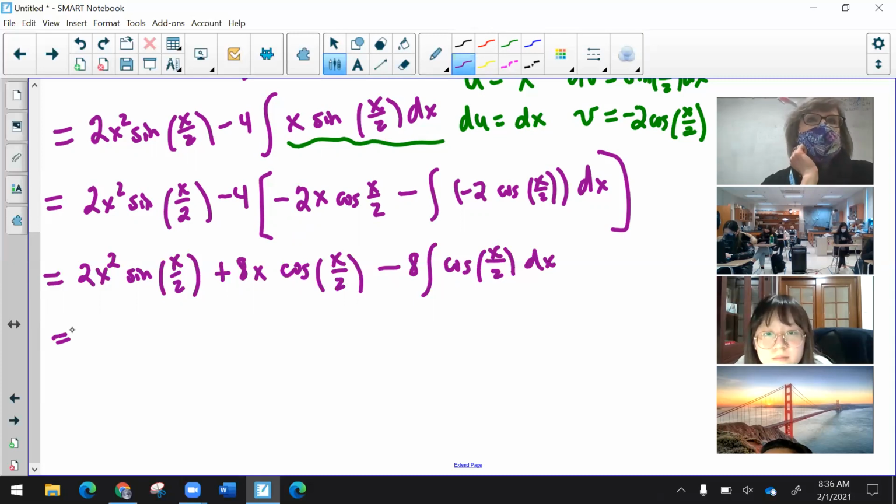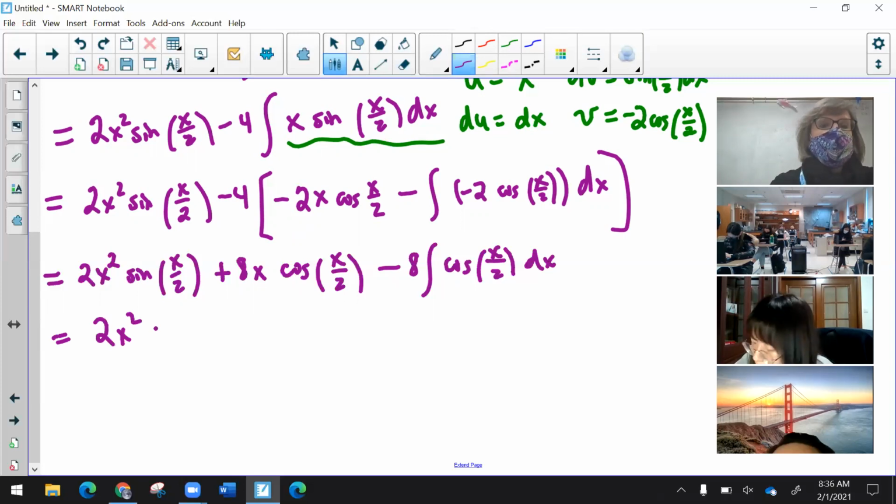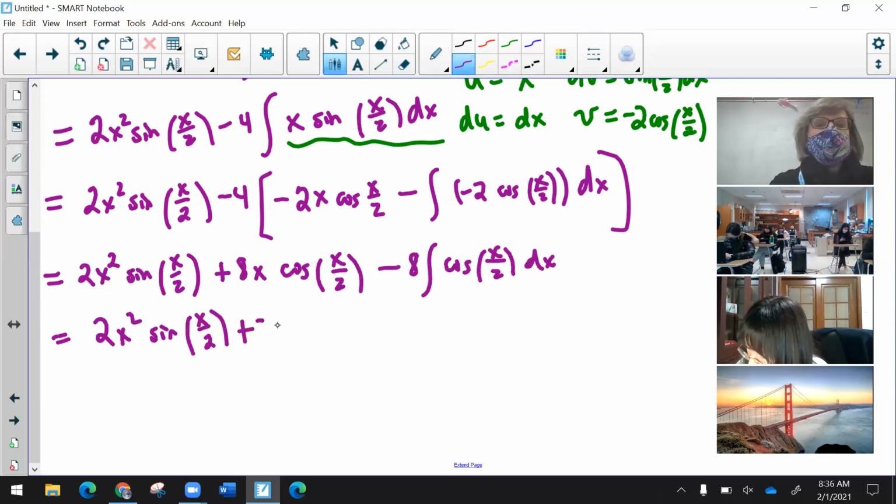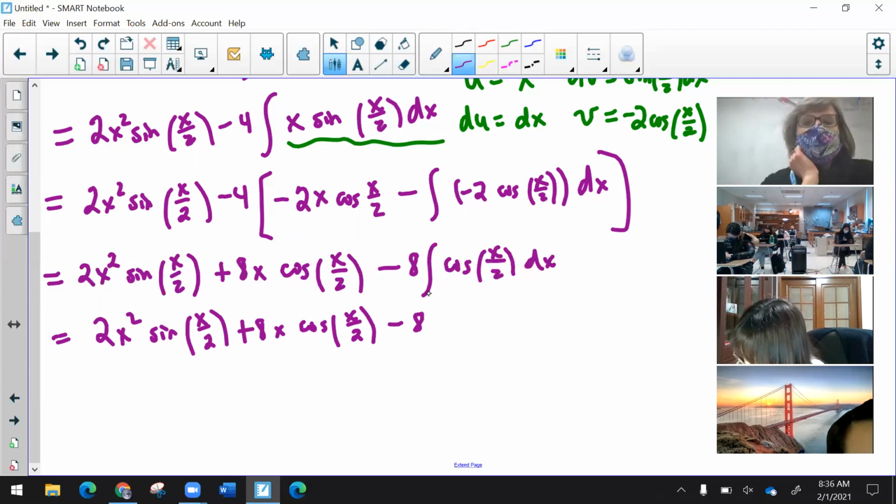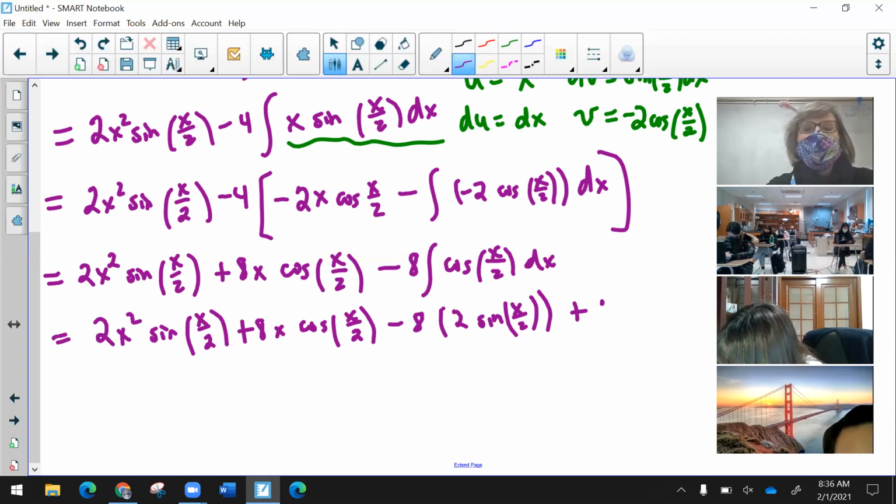Are you with me? All right, so I'm just going to copy this line down again until I get to my integral. And then what do I get? What's the antiderivative of cosine x over 2? 2 sine x over 2. Don't forget our plus C.